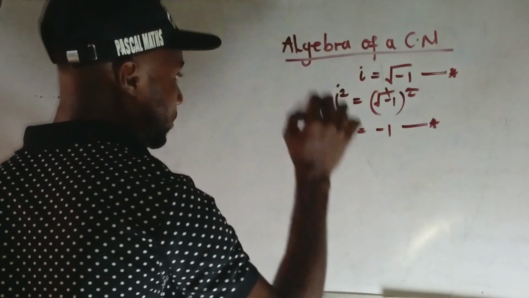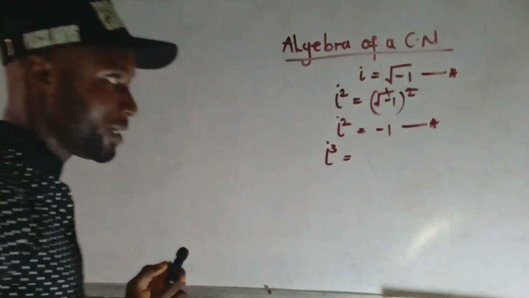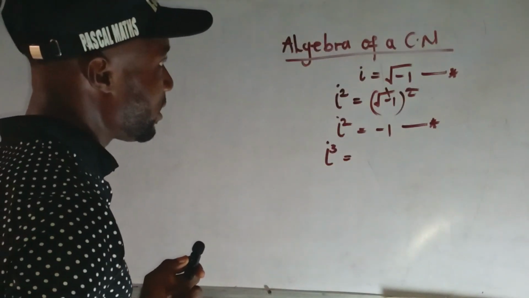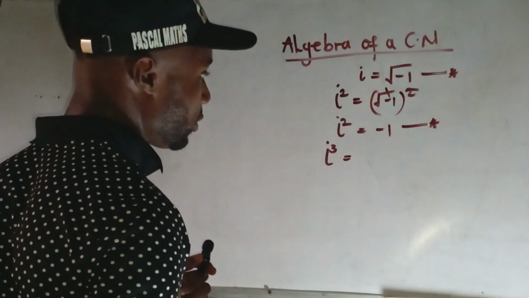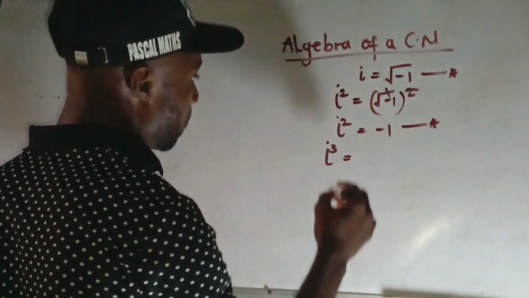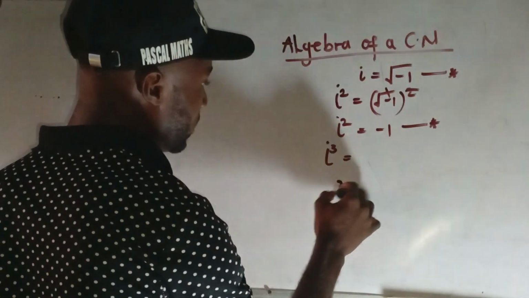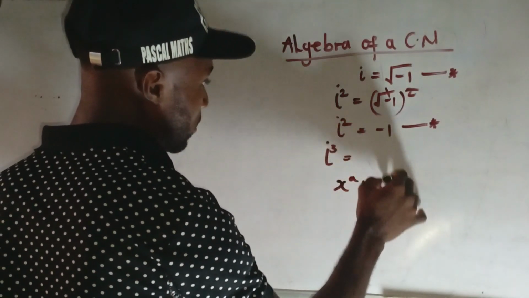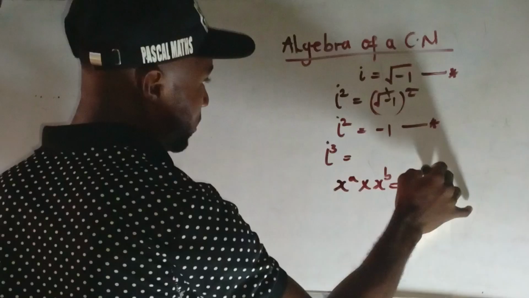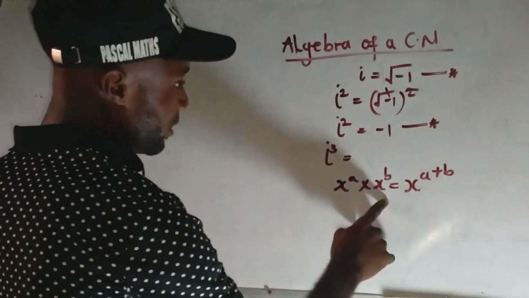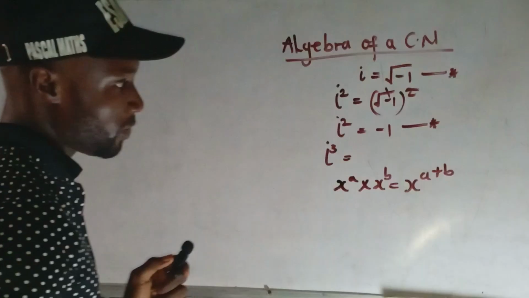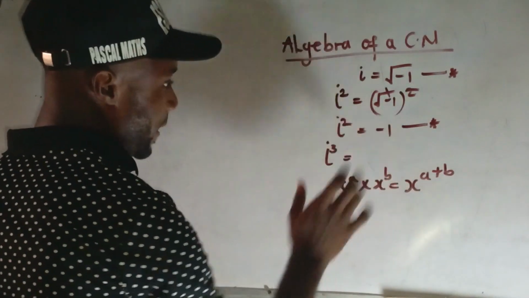i cubed is equal to, remember the law of indices that states that when the bases are the same, you add the power. This law, we have something like this, that it is equal to this. That is the law of indices, that when the bases are the same, you add the power. So I'm going to use this law of indices here.